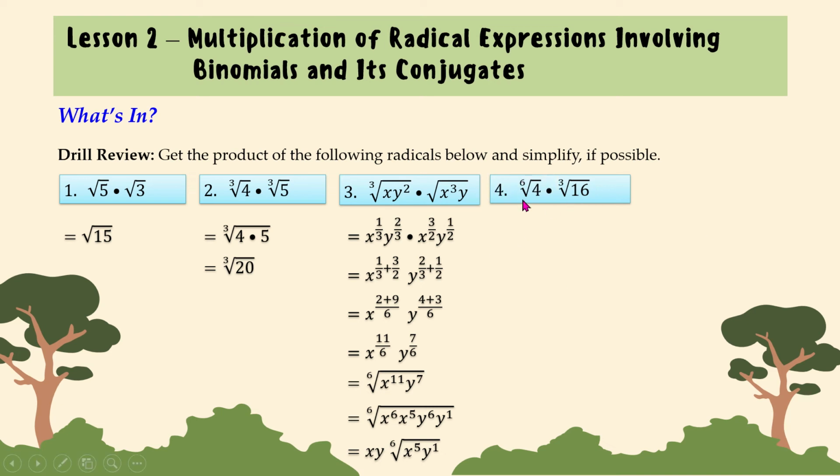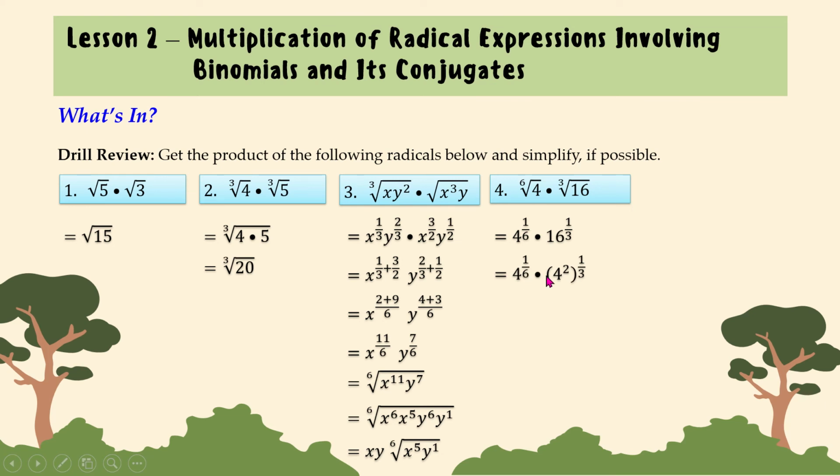The 6th root of 4 times the cube root of 16. Rewrite the different indices and radicands. So, rewrite into exponential form. So, 4 exponent 1 over index 6 times base 16 raised to exponent 1 over index 3. Next, copy 4 exponent 1 over 6.